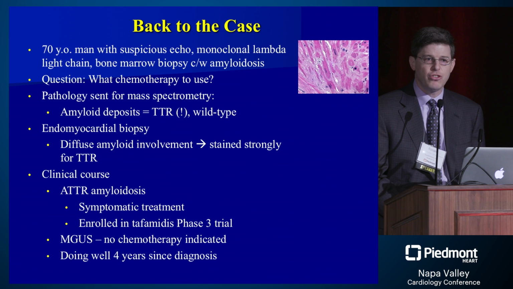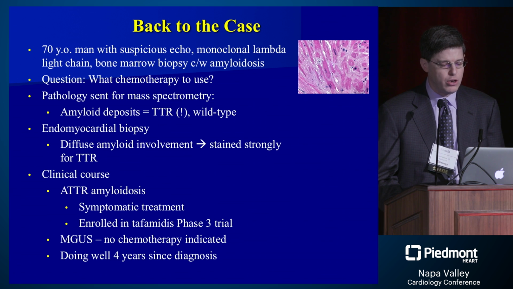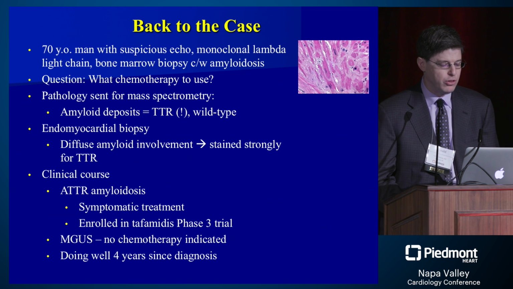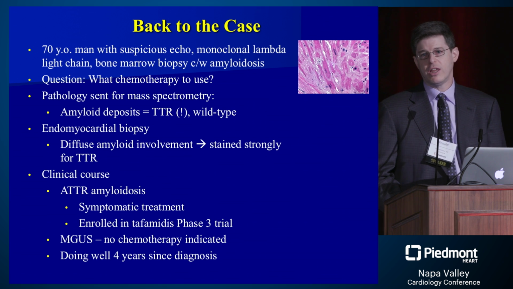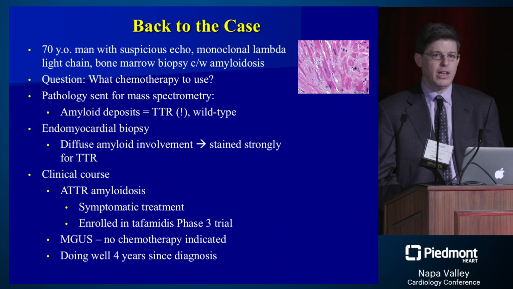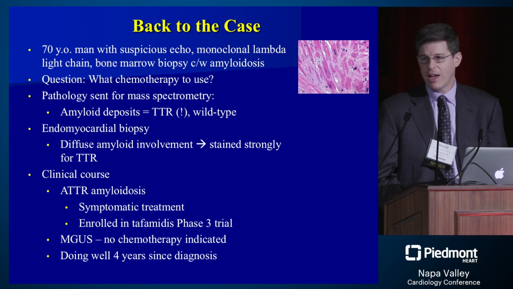So, back to the case. To remind you, this was a 70-year-old man who had a suspicious echo, monoclonal lambda light chain, and a bone marrow biopsy consistent with amyloidosis, with the question of what chemotherapy to use. But remember that he had a diagnosis of amyloidosis, but not of AL amyloidosis. All we knew was that he had light chains.